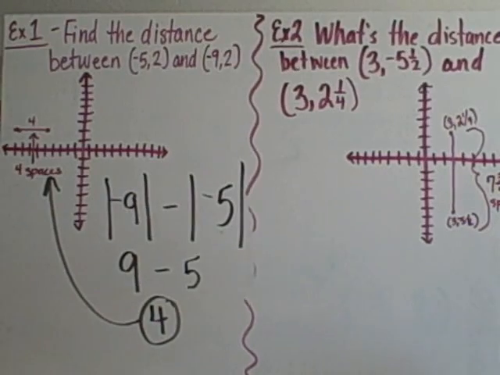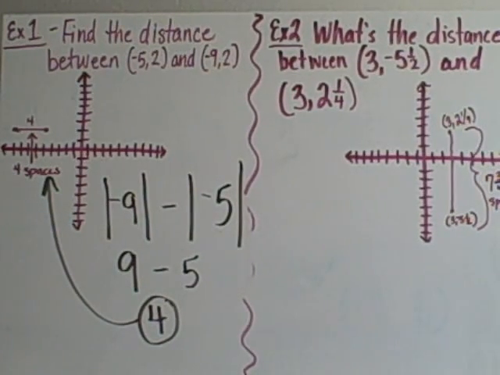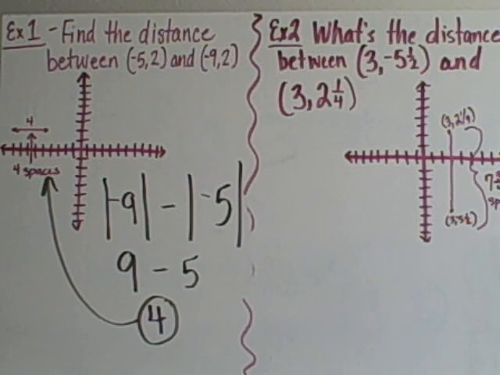Now, if you come over to example 2, and want to know what the distance is between 3, -5.5, and 3, 2.25, we are going to graph those, and we're going to notice that even though they have the same x value, they are in opposite quadrants. They do not have the same ordered pairs set up. I've graphed them here, and I have actually gone through to count and found out that they are 7 3/4 spaces apart.